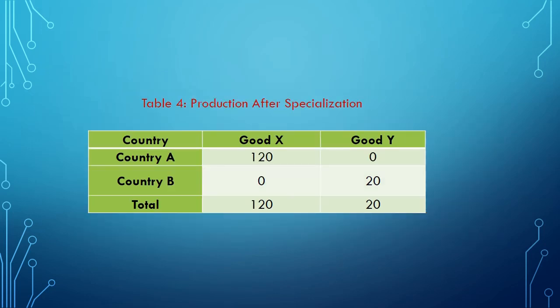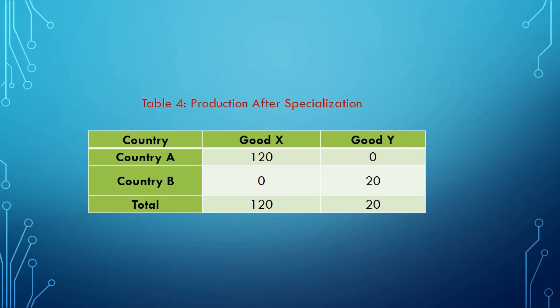After you determine which country will specialize in good X and which country will specialize in good Y, it is very clear that country A will specialize in the production of good X, and country B will specialize in the production of good Y. So you have to refer to your table 1.